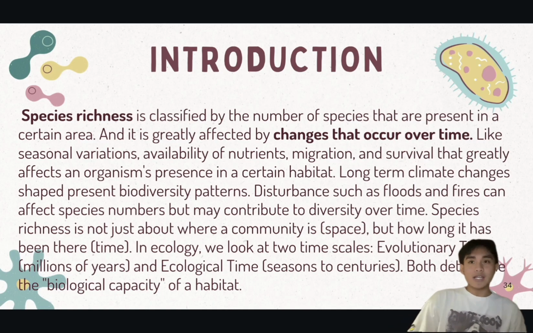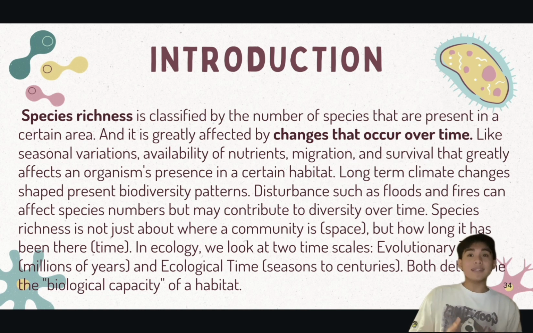Na naapektuhan siya, or it is greatly affected by the changes that occur over time. So sinasabi dito na species richness can be affected dahil sa mga changes na nangyayari over time. For example is seasonal variation, availability of nutrients, migration, and survival na nakaka-affect sa presence ng organism on a certain environment or habitat. There are also things like long-term climate changes that affect the biodiversity patterns. For example, is flood and fires na nakaka-apekto sa number of contribution to a certain diversity that happens over time.